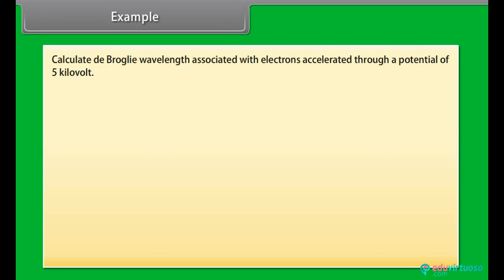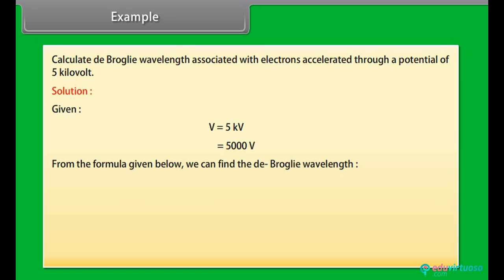Example. Calculate the de Broglie wavelength associated with electrons accelerated through a potential of 5 kilovolt. Solution. Given V = 5 kilovolt, which equals 5000 volt. From the formula given below, we can find the de Broglie wavelength. Lambda = 12.27/√V angstrom. Lambda = 12.27/√5000 angstrom, which equals 0.173 angstrom.